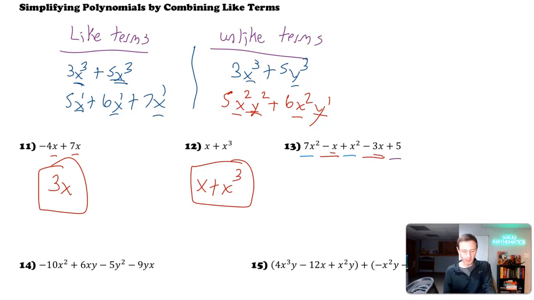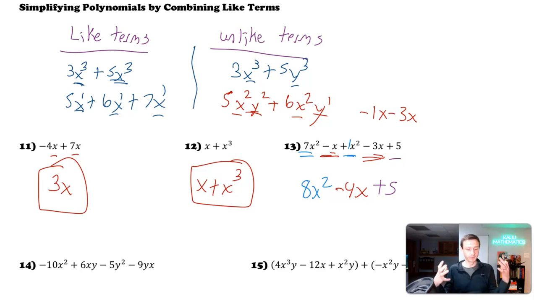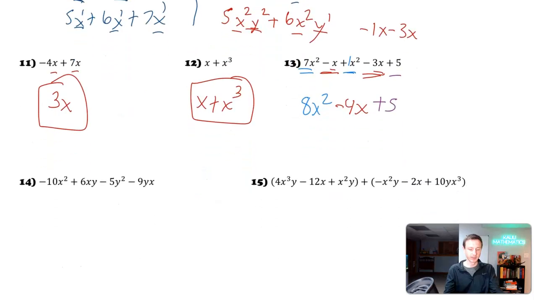7x squared plus 1x squared. I'm going to combine all the like terms now. So 7x squared plus 1x squared is 8x squared. And then negative 1x minus 3x. Those are like terms, so I'm going to combine those together. So negative 1x minus 3x is going to be negative 1 minus 3, which is negative 4x. And like I said, that plus 5 just gets tacked on at the end there because we don't have anything to combine it with. That's the foundation of combining like terms. You just identify like terms, and you perform the operation that is separating them.